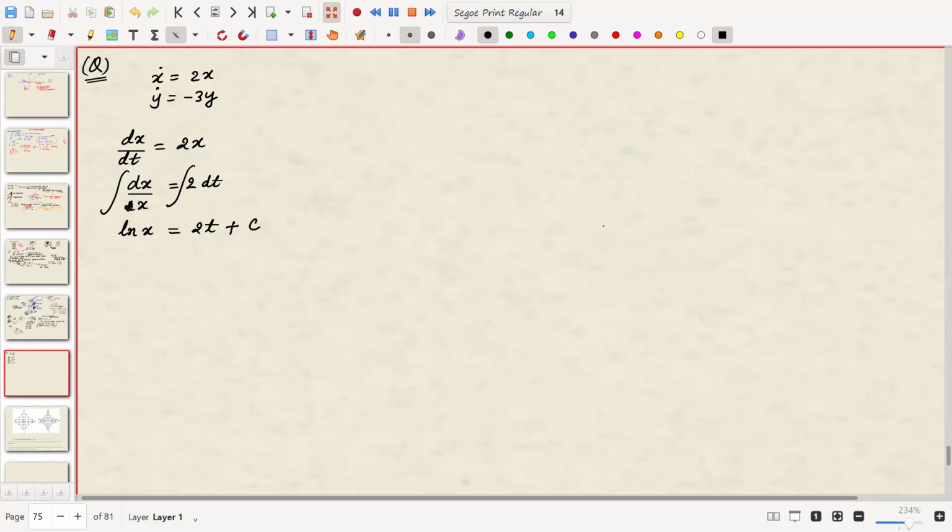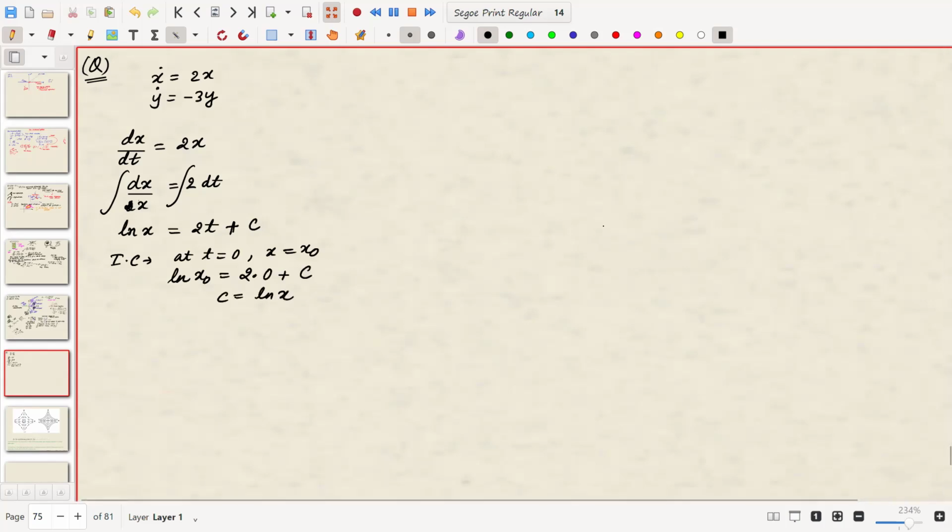Okay, so you need to have an initial condition, isn't it? What is the initial condition? At time t equals 0, x equals x naught. You start from a particular point. So at t equals 0, if you substitute t equals 0, ln of x naught is equal to 2 times 0 plus c, right? So c equals ln of x naught.